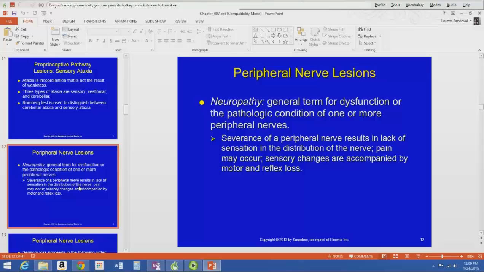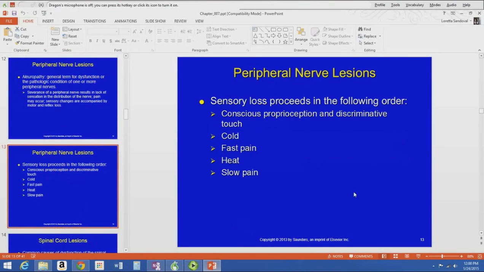Okay, so you might have pain associated with that. And sensory changes affect motor and reflex systems. So if you have sensory changes, you can also have motor and reflex loss. Okay, so sensory loss proceeds in a particular order. When you have neuropathy for whatever reason, whether it's diabetic neuropathy or neuropathy from an injury, you usually lose the conscious proprioception and discriminative touch first.